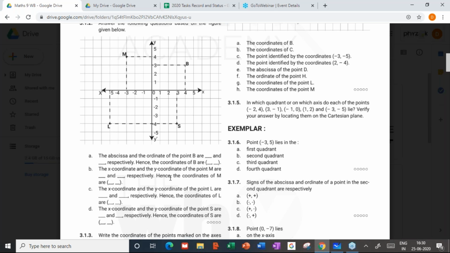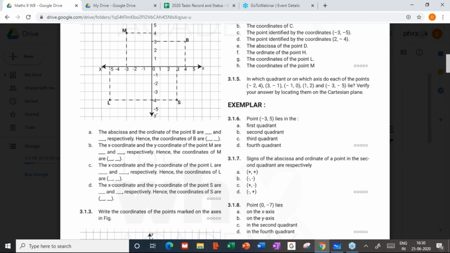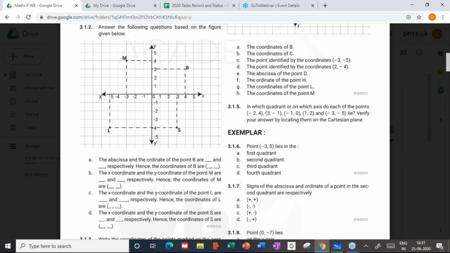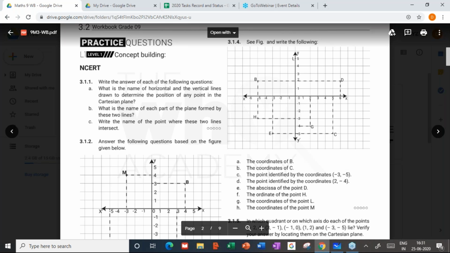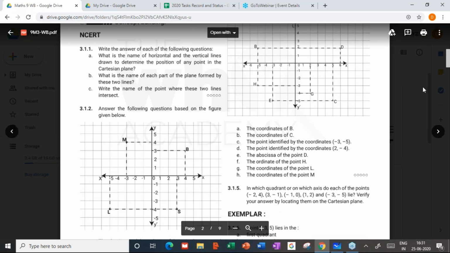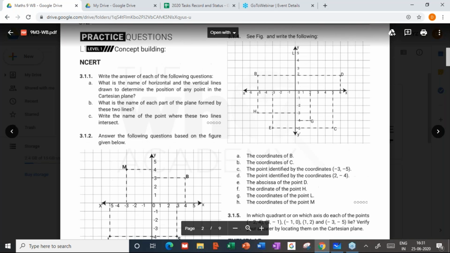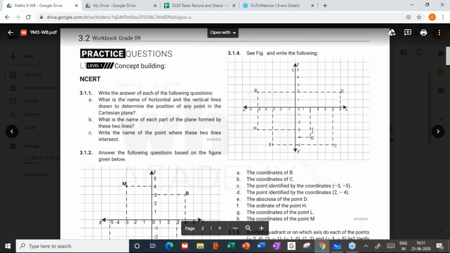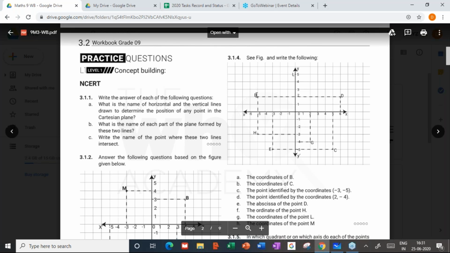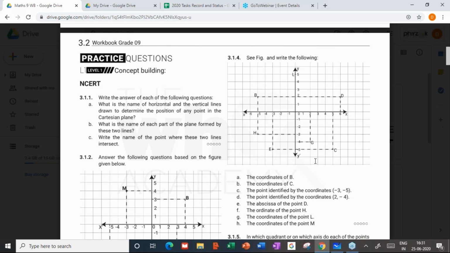Okay, let's move on to, okay, you can do the third one on your own. Let's see this one. Okay, maybe this will help, this figure. Now all of you should answer correctly. 3.1.4. What are the coordinates of B? So where is B? B is here. What are the coordinates of B?